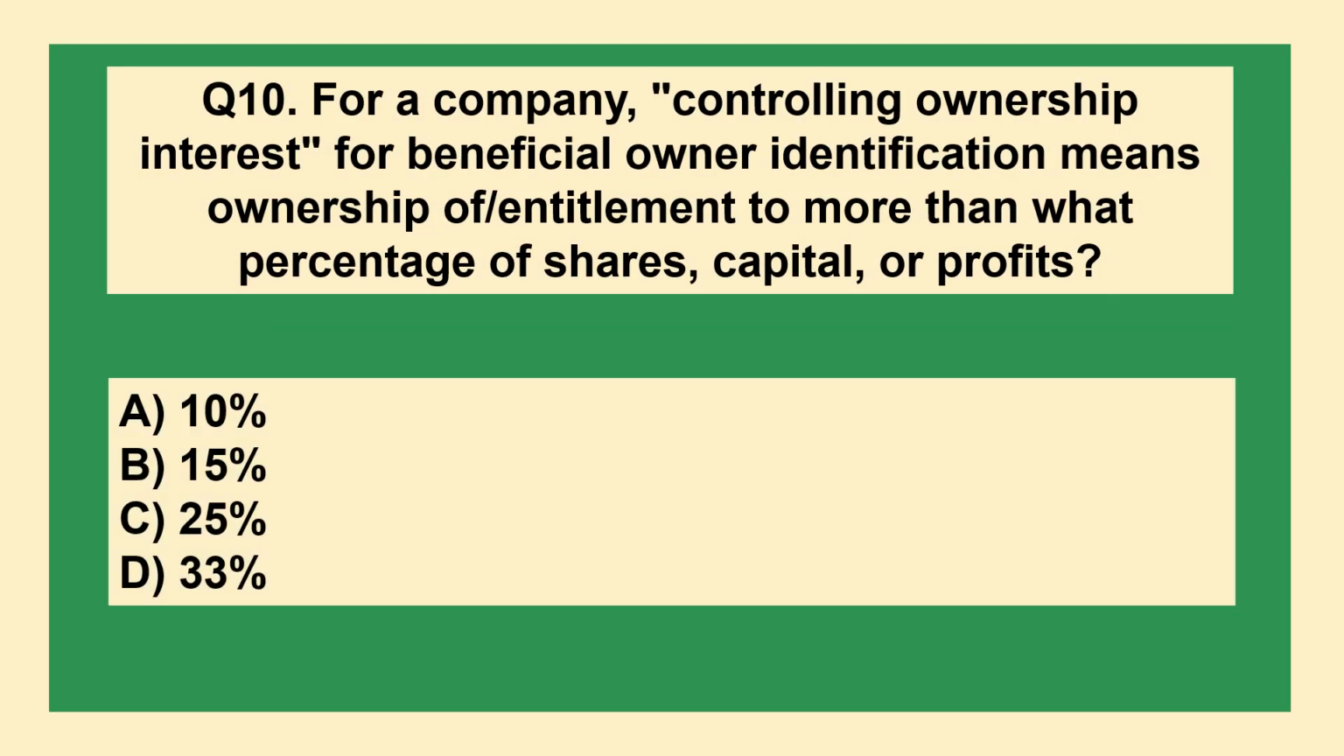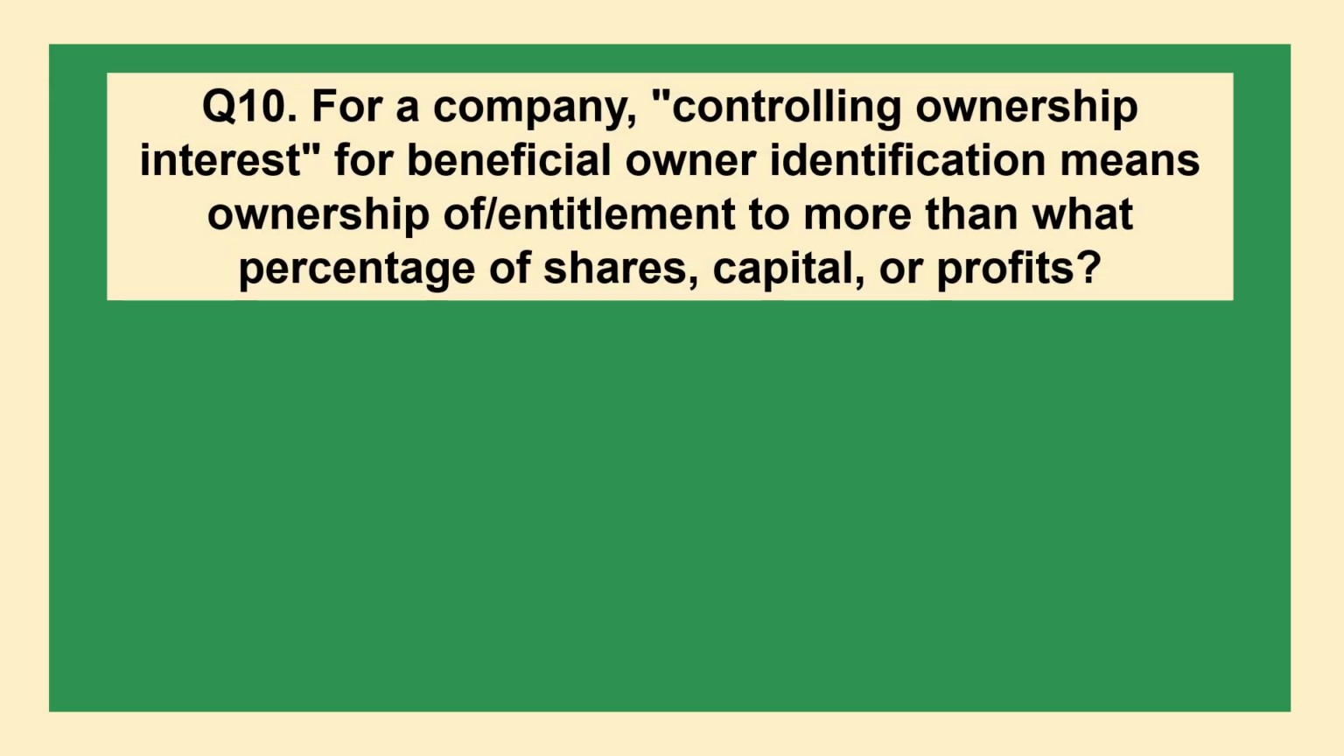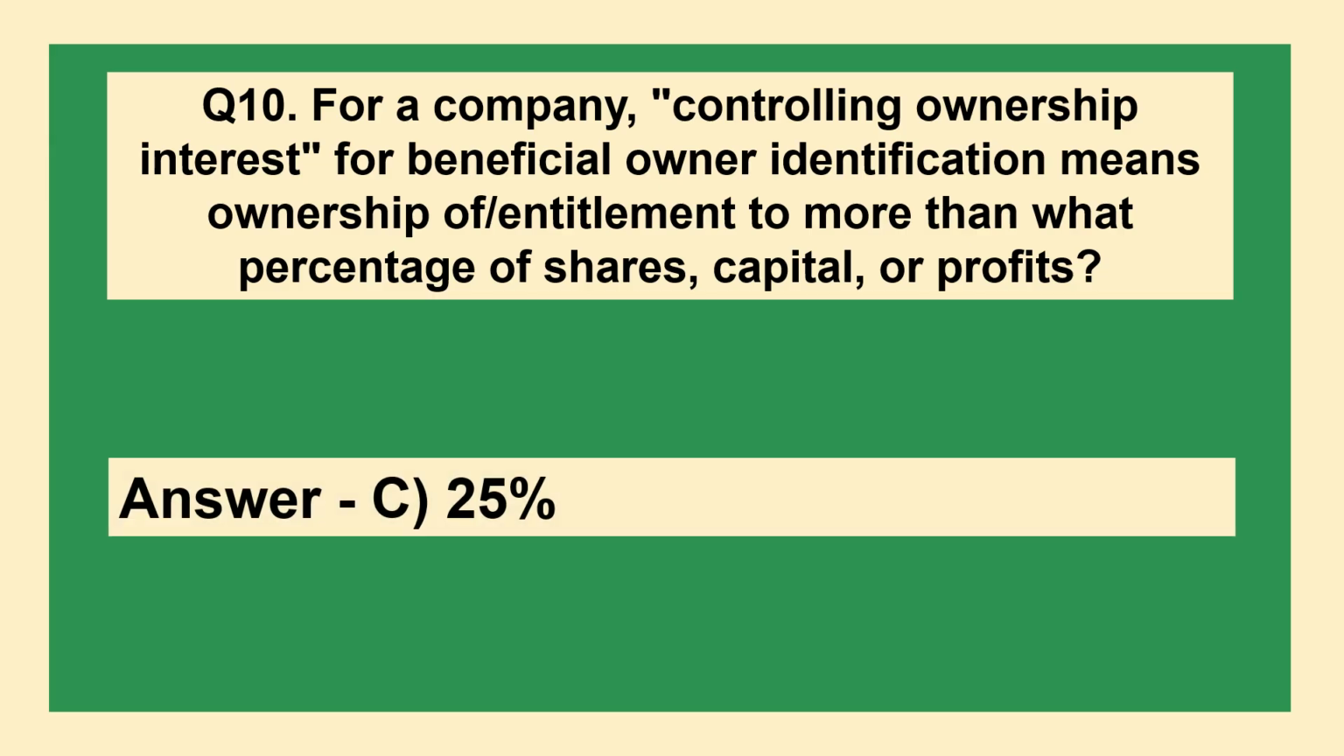Question: For a company, controlling ownership interest for beneficial owner identification means ownership of or entitlement to more than what percentage of shares, capital, or profits? Option A 10%, option B 15%, option C 25%, option D 33%. Correct answer is option C 25%.